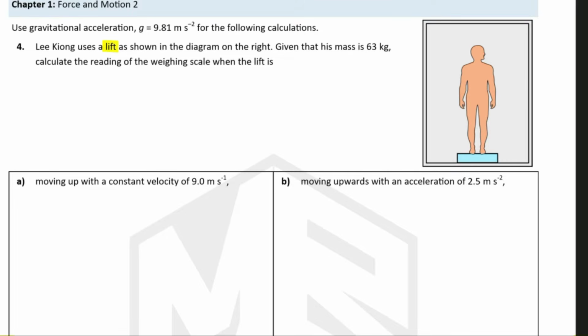Number 2 is a similar question as well. Lee Kyung uses a lift as shown in the diagram on the right. So we can see the diagram here. Given that his mass is 63 kg, calculate the reading of the weighing scale.